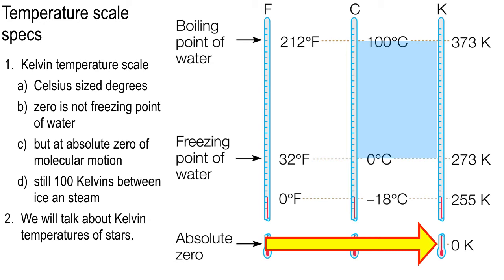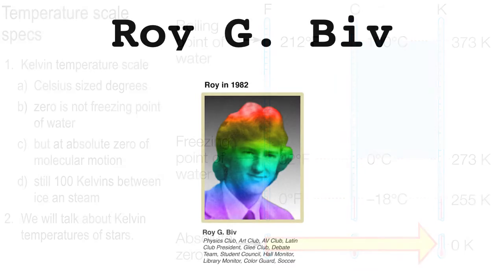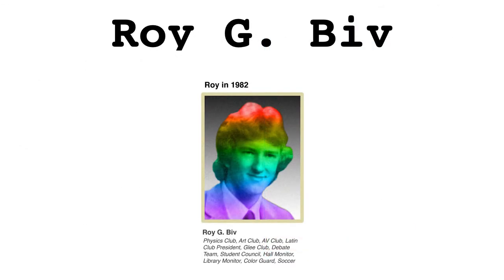Next topic is electromagnetic radiation. Very basic topic, and I want to go over it with you. It is the principle of Roy G. Biv. Now, there's his yearbook picture from 1982. This is kind of a goofy-looking guy, Roy G. Biv. And he's famous. He comes from a family of famous physicists, all named Roy G. Biv.